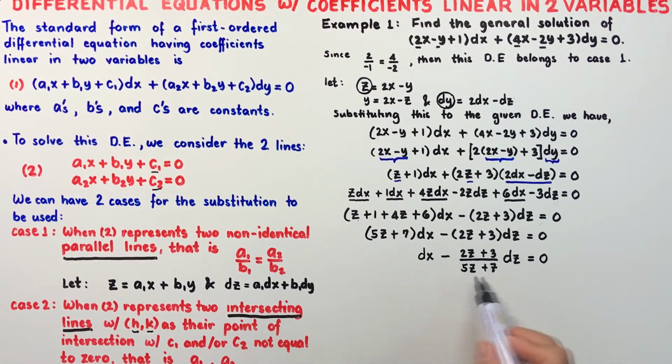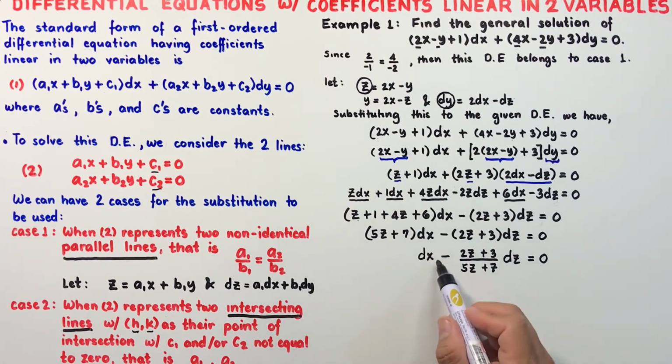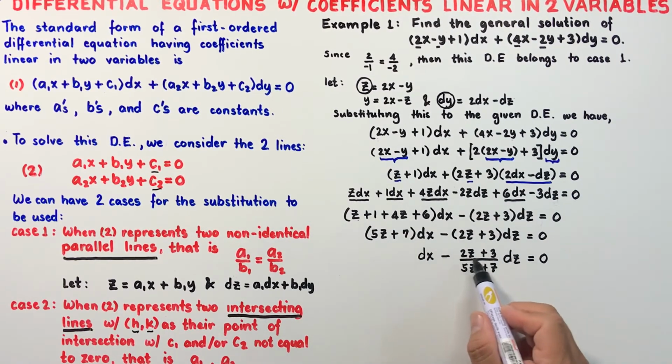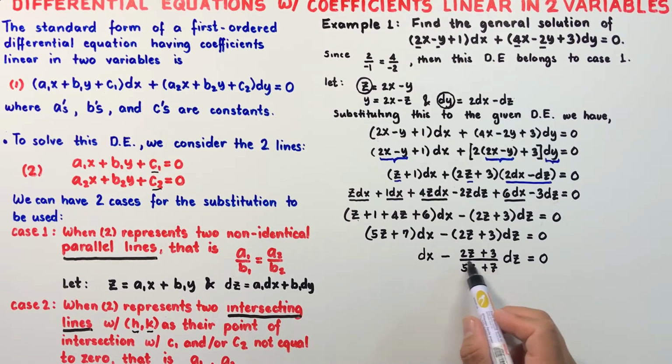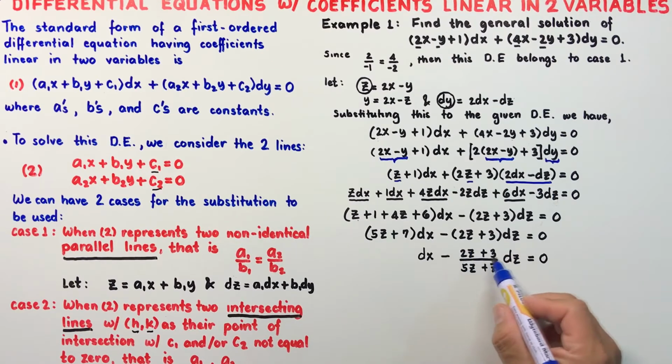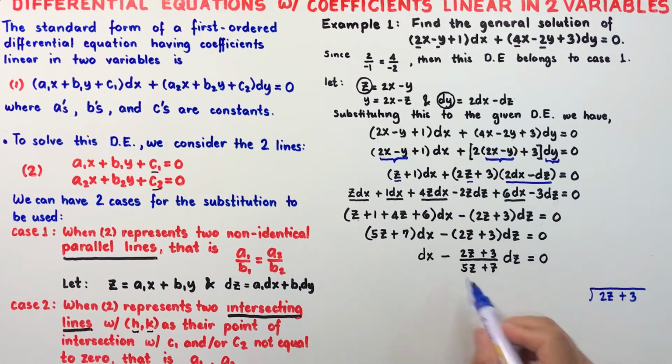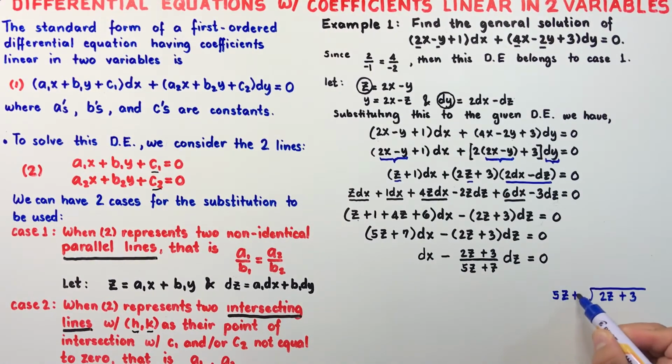We have all the z's in this term and the dx here in another term. And we notice that it is very easy to integrate dx, but we need some algebraic manipulation to integrate this fraction. And you observe that the numerator is of degree 1, which is of the same degree as this denominator here. So what we need to do is convert this fraction to a proper fraction, because this is an improper fraction, by dividing this binomial by this binomial here. So dividing this numerator 2z plus 3 by this binomial here, 5z plus 7.